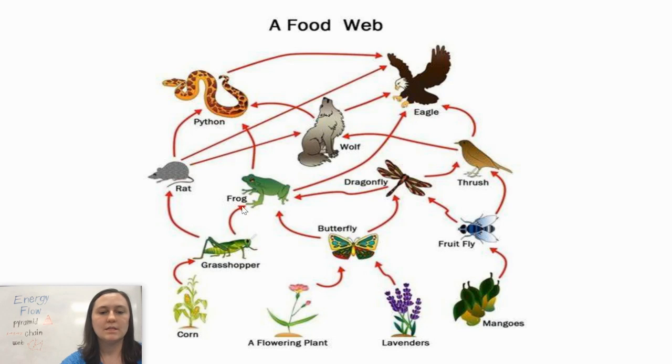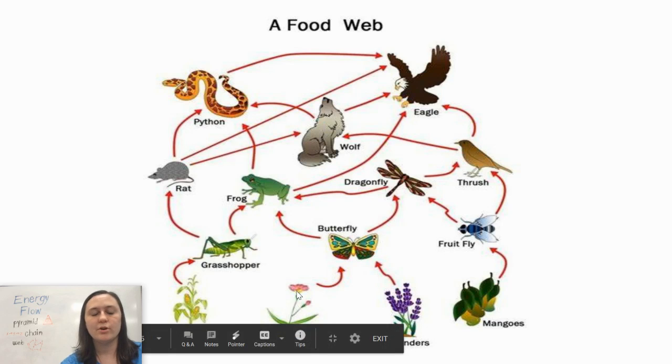So the grasshopper, let's say the frog eats it. The frog can give its energy to the python or the eagle. And that's pretty much it. Oh, the rat. The rat can give its energy to the wolf or the eagle. And then the wolf can be eaten by the eagle.